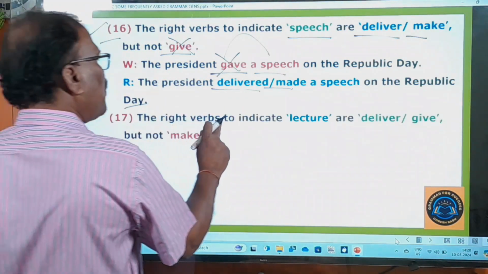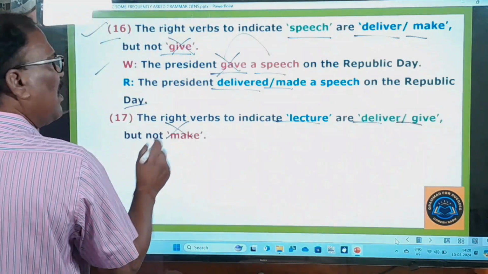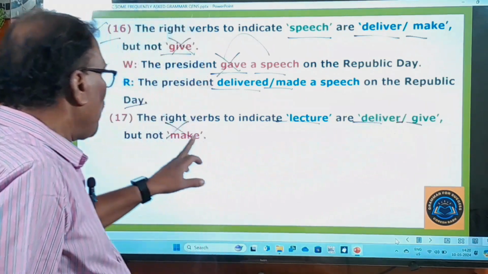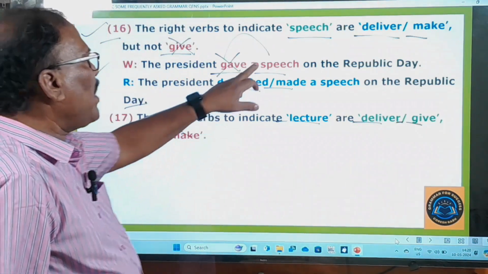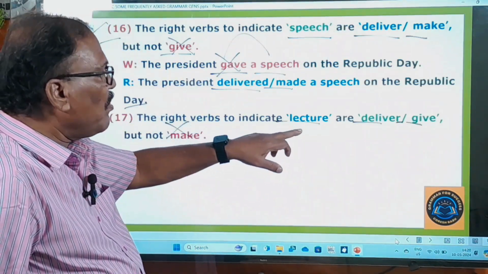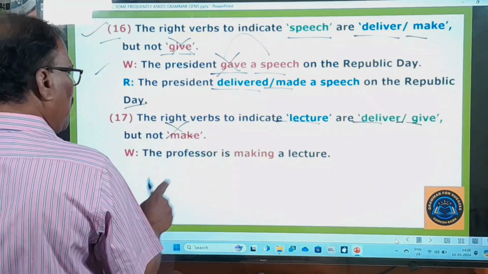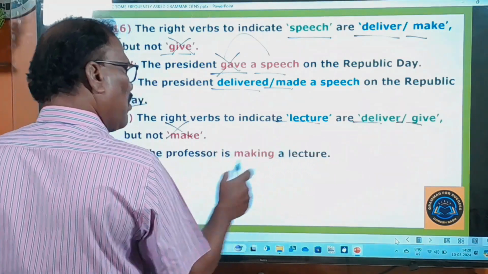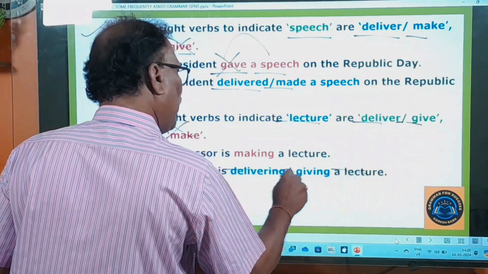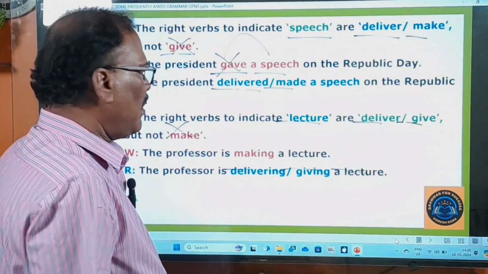17th one. The right verbs to indicate lecture are deliver and give, but not make. To indicate this lecture, you can use the verb deliver or give, but not make. Okay. For speech, you can use deliver and make, but not give. But here, for lecture, you can use the verb deliver or give. So this you should not use. The professor is making a lecture. Okay, no. Here, the professor is delivering a lecture is correct, or giving a lecture is also correct. Okay. And now let's move on to learn the next thing.